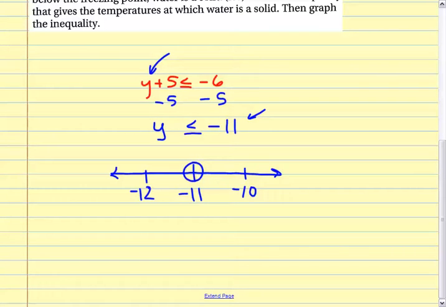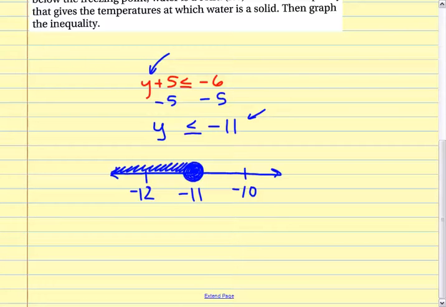Now, we put a circle around our critical number. Okay? And then we ask this question. Can -11 be the answer? It says y is less than or equal to -11. Is -11 a solution? It is, because it says it can equal negative 11. So I need to color in the circle because it can be negative 11. Okay? Can negative 12 be a solution? Yes. So I'm going to shade all the numbers in this direction. Can negative 10 be a solution? No. So I've shaded in the right direction.